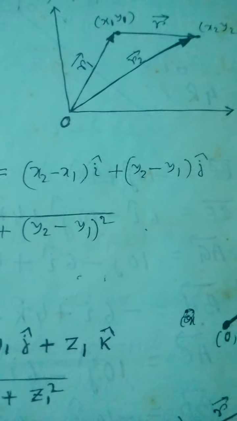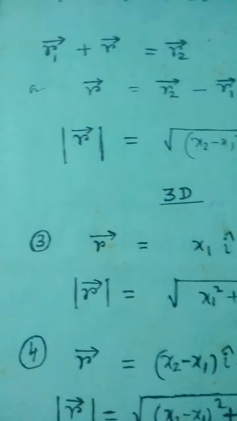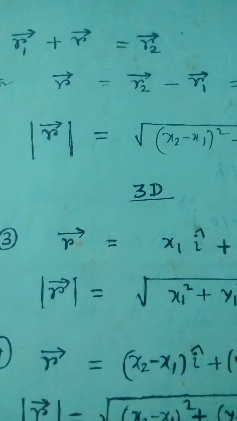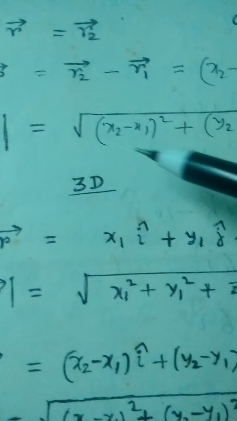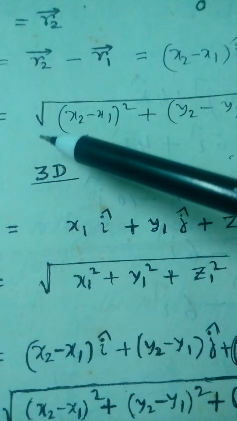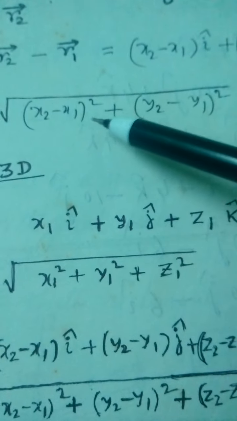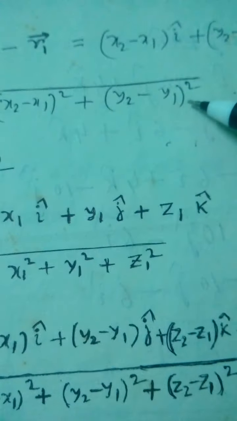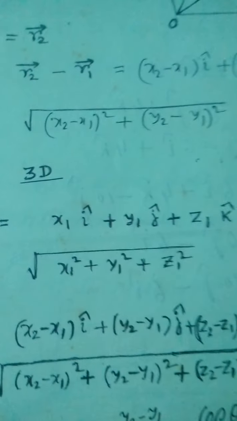Okay, so what is the magnitude of R vector? This is nothing but the distance between the 2 points. You know, root over of (x2 minus x1) whole square plus (y2 minus y1) whole square. This we have done it in the coordinate geometry. Okay.